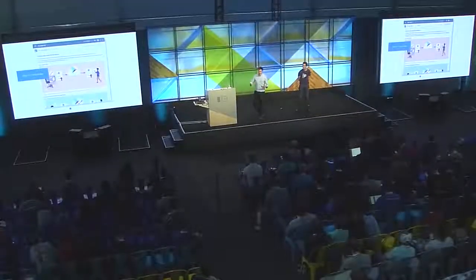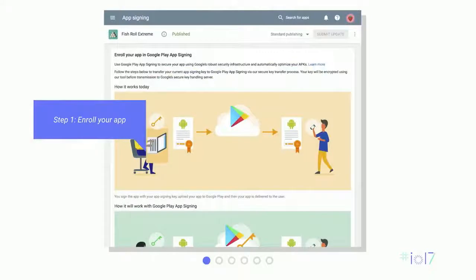So, log into the new look Play console. You've seen the material design, right? Find the app signing page. It's under Release Management in our new Material Design menu. You need to read and agree to the terms.